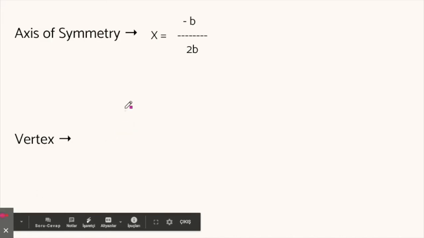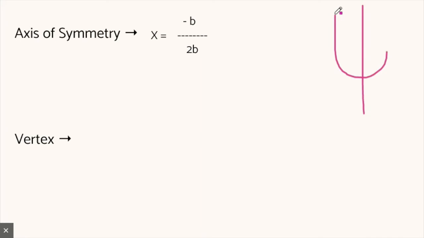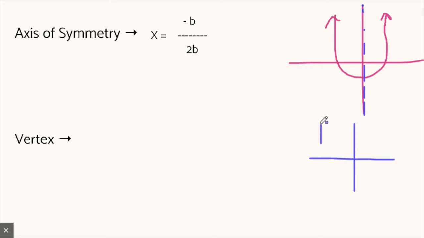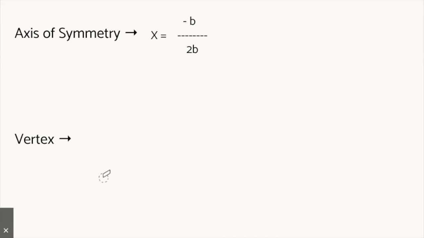The axis of symmetry. Now, the axis of symmetry is where the line mirrors itself. For example, in this case, when it's completely in the middle, the axis of symmetry is the y-axis. But when we have a graph, for example, like this, the axis of symmetry is going to be here. How do we find the axis of symmetry?